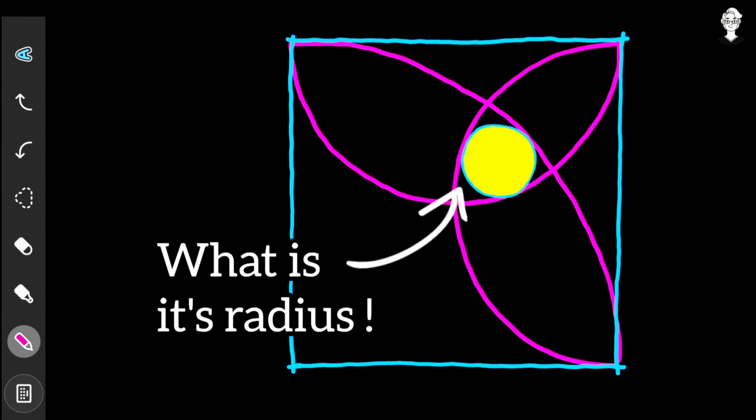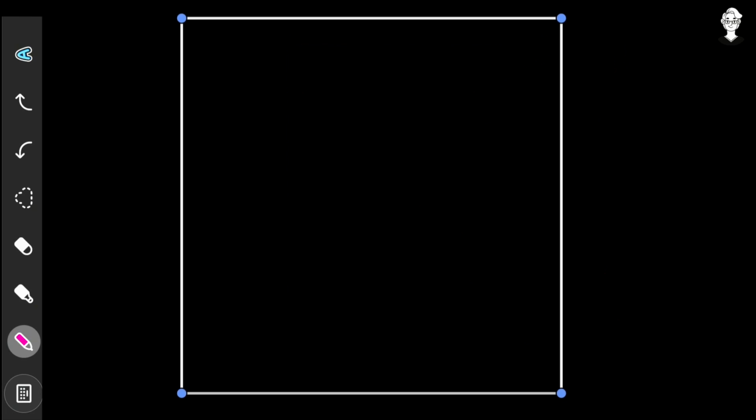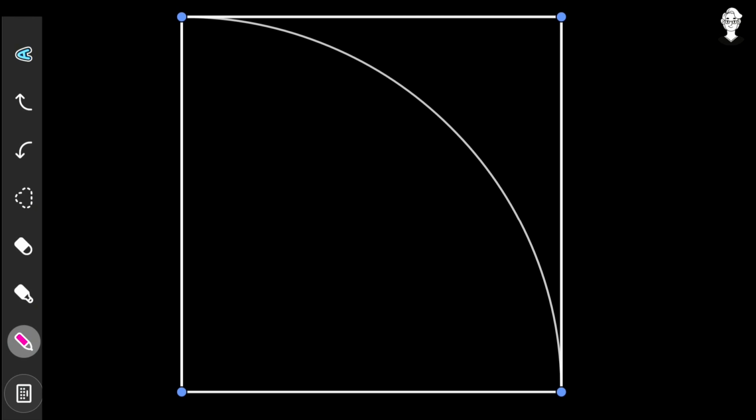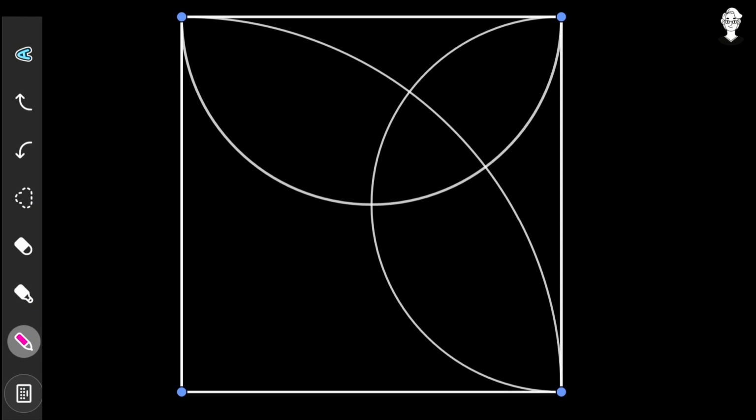So today we have a nice geometrical problem. Take a square, then inscribe a quarter circle inside it this way, then inscribe a semicircle this way, then inscribe one more semicircle this way. Now you can see there is an area enclosed by these three. Now inscribe a circle in that area that is tangent to this quarter circle and these two semicircles.